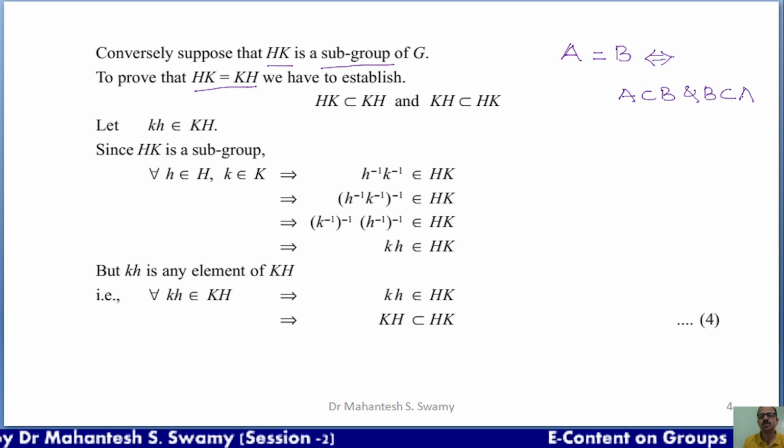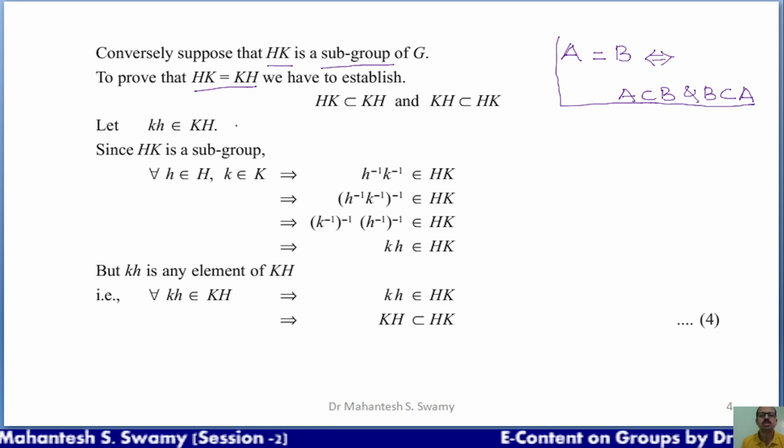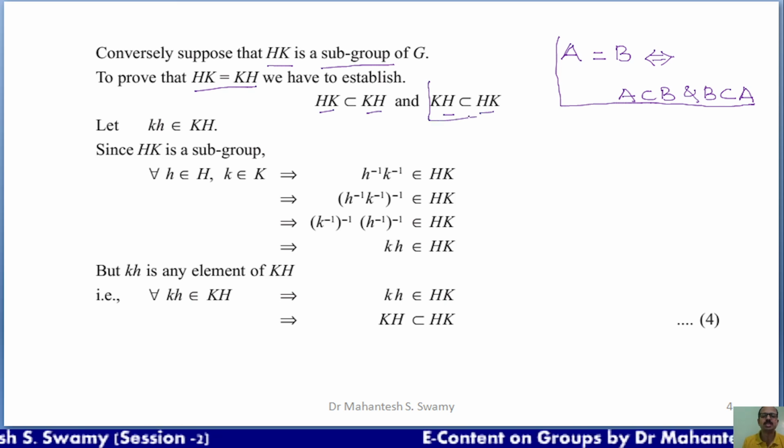So this is the most important result of set theory. This we have to establish now. HK must be a subset of KH, and KH must be a subset of HK. First, let us establish that KH is a subset of HK.